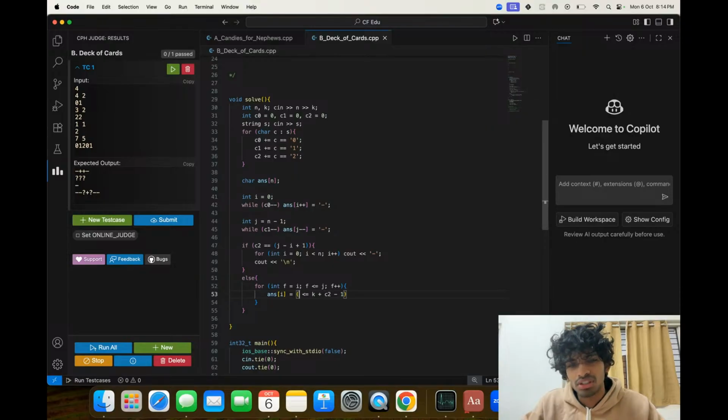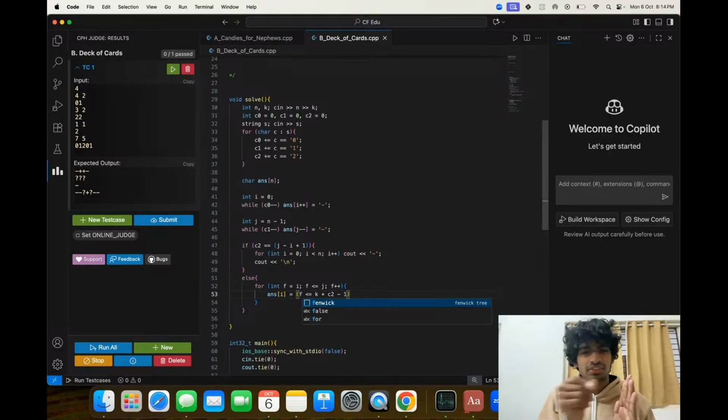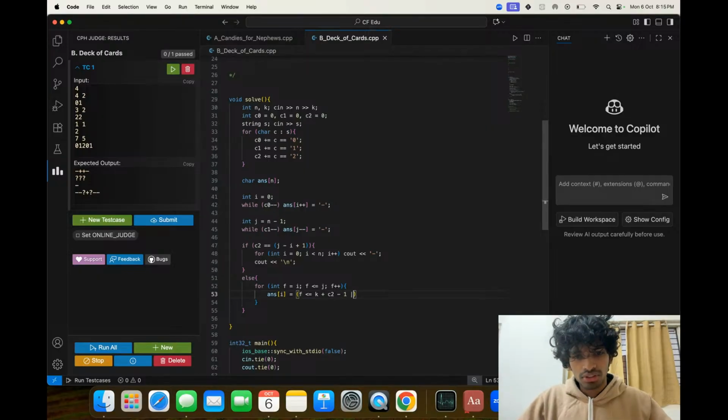So I'm just trying to see from here, if f is within C2, it's a question mark, or if from here it is within C2, it's a question mark. Otherwise, it's a positive, right? So f is less than or equal to this, or else it's a positive, or f is greater than or equal to, or f is greater than j minus C2.